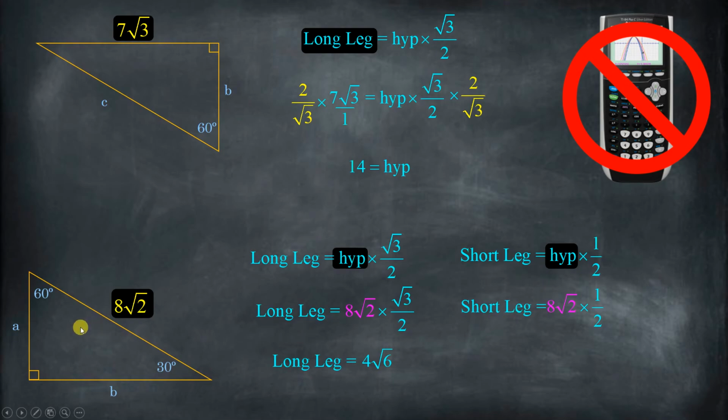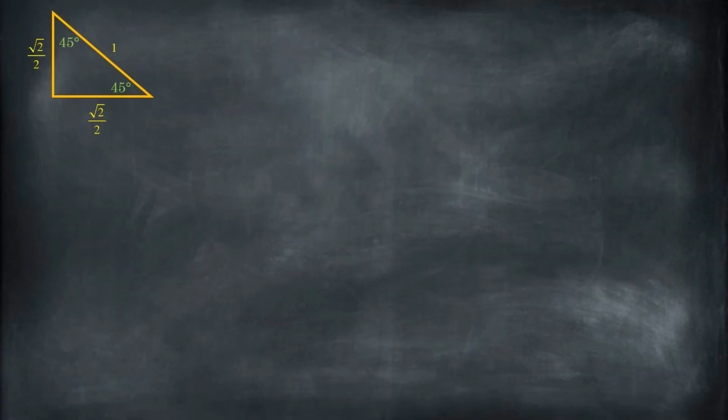We know the short leg is half of that, so half of 8 is 4 root 2. Now let's see a couple examples with a 45, 45, 90. So this is the isosceles right triangle.